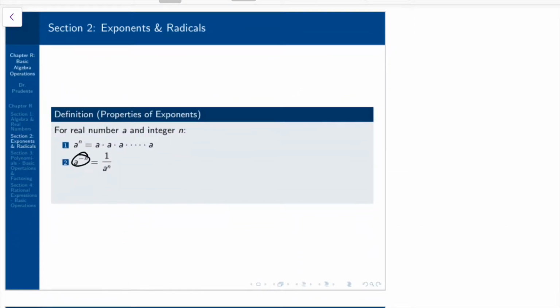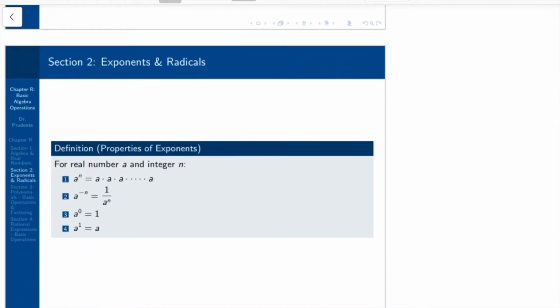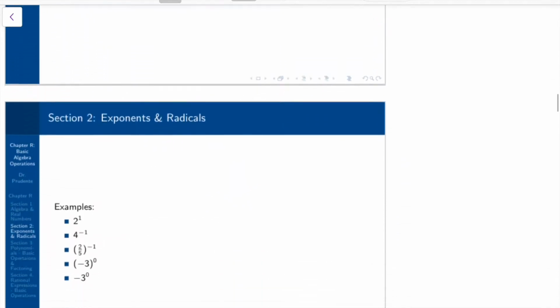If we have a negative n, a to the negative n is just the reciprocal. So something like 5 to the negative first would just be 1/5. 2/3 to the negative first, that would just be the reciprocal again, 3/2. This property says that anything to the 0th power is 1. And here, anything to the first power is just going to be itself.